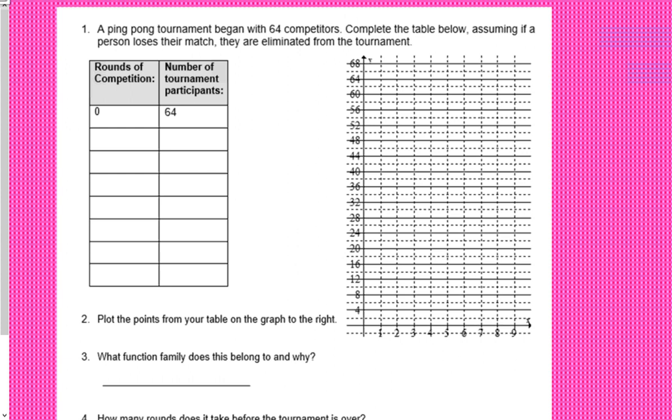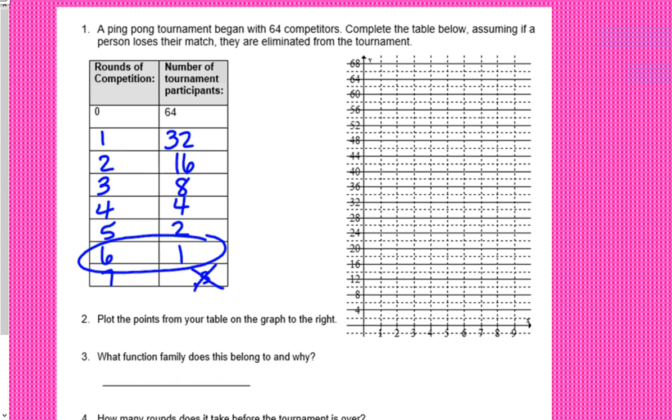So let's look at this example. It says a ping pong tournament began with 64 competitors. Complete the table below, assuming if a person loses their match, they're eliminated from the tournament. So at the beginning, round 0 of the competition, we have 64 participants. After the first round, half of them have lost. We have 32 remaining. That pattern is going to continue where half of the people are eliminated over and over and over until round 6, we have our winner, right? We could keep going by cutting this in half as well, but we don't have 0.5 of a person, right? So really, at round 6, we have our one winner.